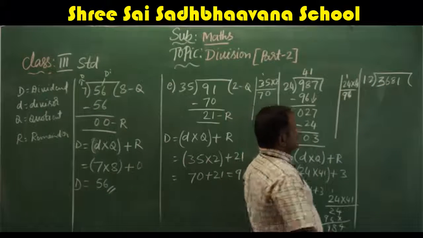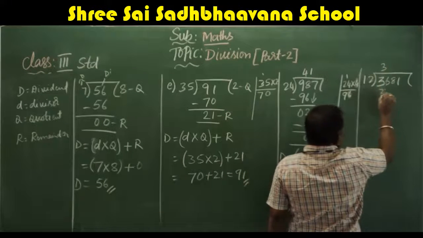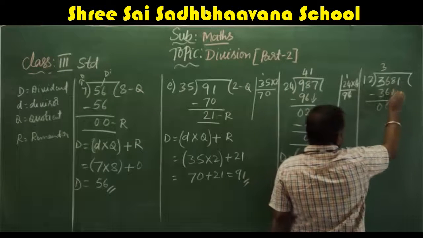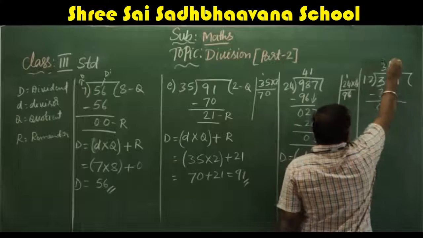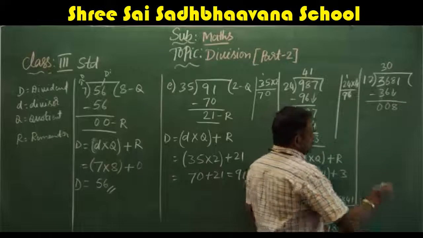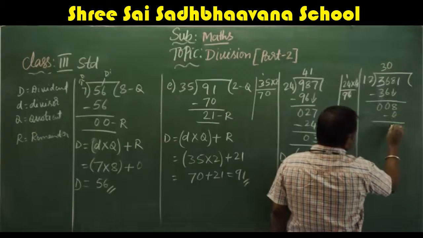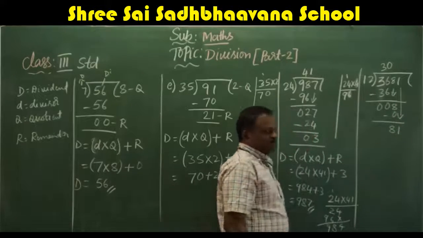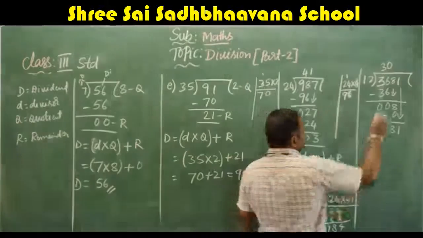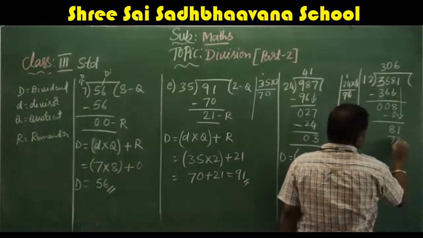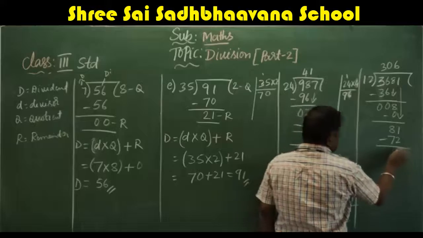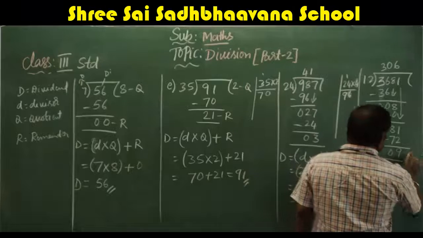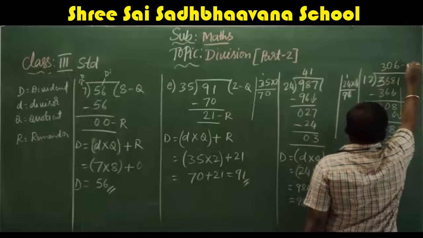Come to here. 3681 divided by 12. 12 3s are 36. 6 minus 6 is 0, 3 minus 3 is 0. You take down 8. It won't divide. 12 zeros are 0. So subtract, 8. Take down 1. 12 6s are 72. 81 minus 72 is 9. So this is the remainder and this is the quotient.